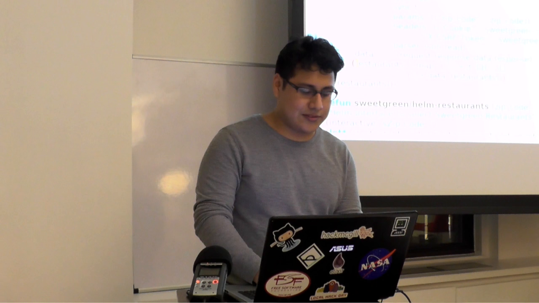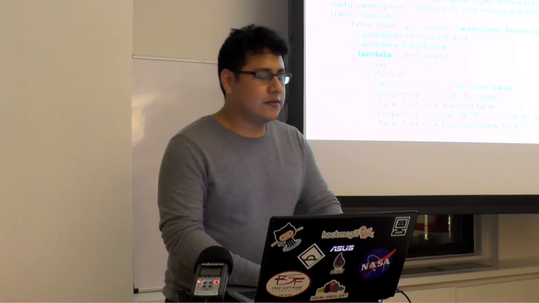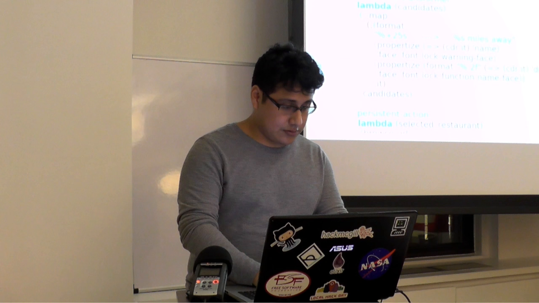Anyway, once you get the restaurants, this is just data, right? And what you do with data, if you can show it, is you create a Helm source for it. So this is the way you define Helm sources. I'm going to try to go to the actual function here. Okay, cool.